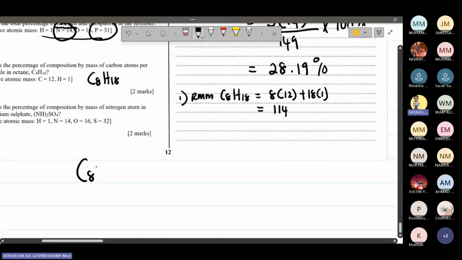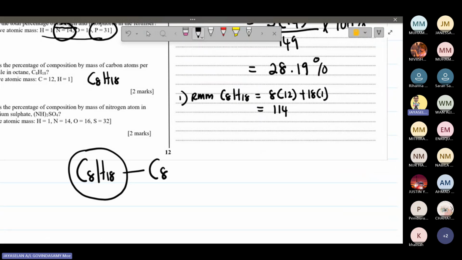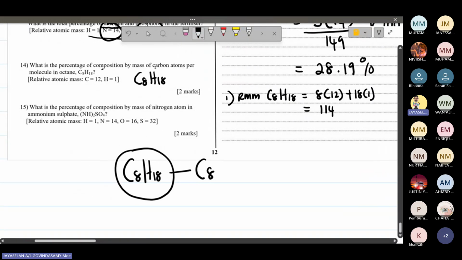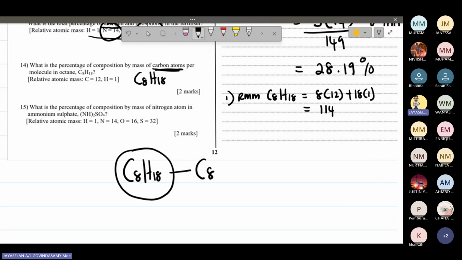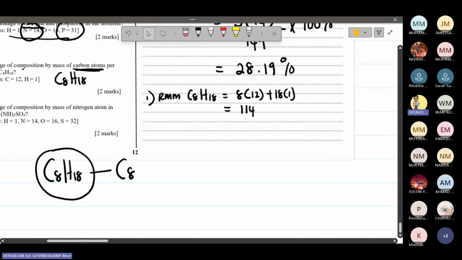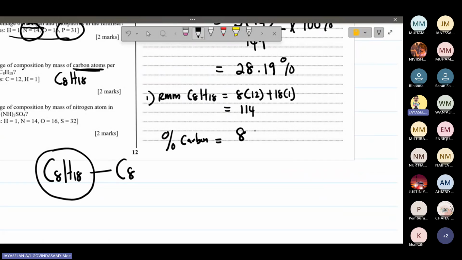Okay, now you see here C8H18. Read the question. Here got carbon berapa atom? 8. They ask what? Composition by mass of carbon atom. Dalam tu carbon atom berapa percentage ada? So what you guys do, percentage of carbon, do like this. 8 carbon, 8 darab dengan RAM of carbon divide with RMM of C8H18 times with 100 percentage. You already score full mark.